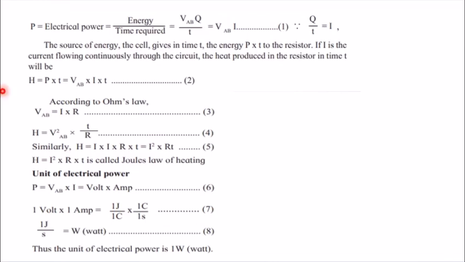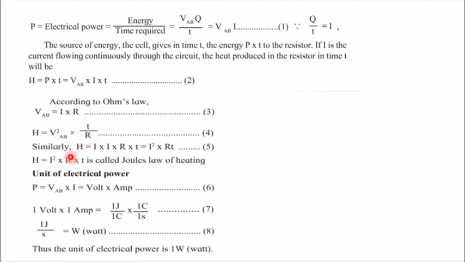Now, what is the heat that is produced in the resistor in time t? For that, we need to find out the heat produced. Heat is nothing but the power into t. Here our P is nothing but V into I, into t. So this is our first equation. Next, according to Ohm's law, which we learned last year, V, that is potential difference, is equal to I into R. Now this formula we have to put here. So this becomes H, that is heat, is equal to V square into t upon R.